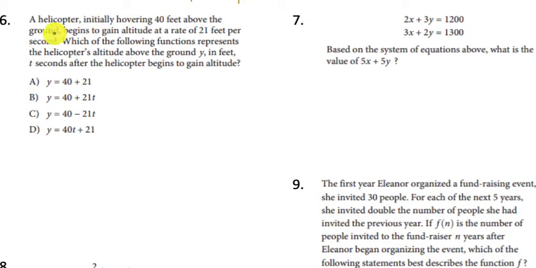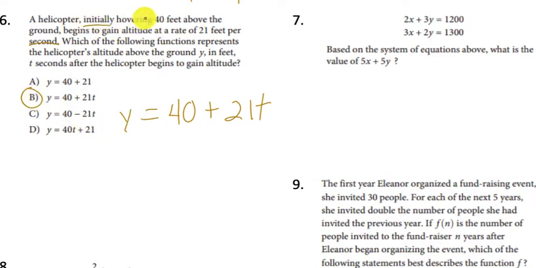So at the beginning of our situation, the helicopter is already hovering at 40 feet in the air. Then it begins to gain altitude at a rate of 21 feet per second. We need a variable to represent the number of seconds. And then we're going to be adding these two together, and that's going to give us our total altitude. We look at which equation matches, and that's going to be B.